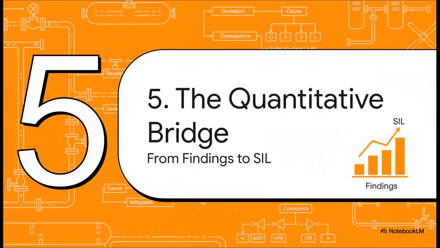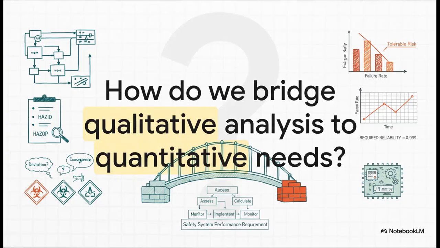All right, let's move into our final section. This is where it all comes together. We're going to see how the qualitative findings from our HAZOP get transformed into hard, engineered safety requirements through a quantitative process. So this is the million-dollar question, right? We've identified all these hazards and deviation scenarios, we've assessed them qualitatively, but how in the world do we translate that knowledge into a specific, calculable performance requirement for our safety systems?